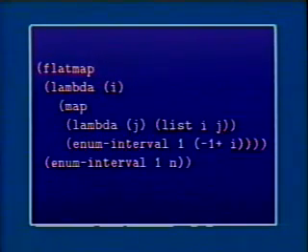Right, so we map along the interval, generating the pairs. And for each i, that generates a stream of pairs. And we flat map it. Now we have all the pairs i and j, such that i is less than j. So that builds that. Now we've got to test them.